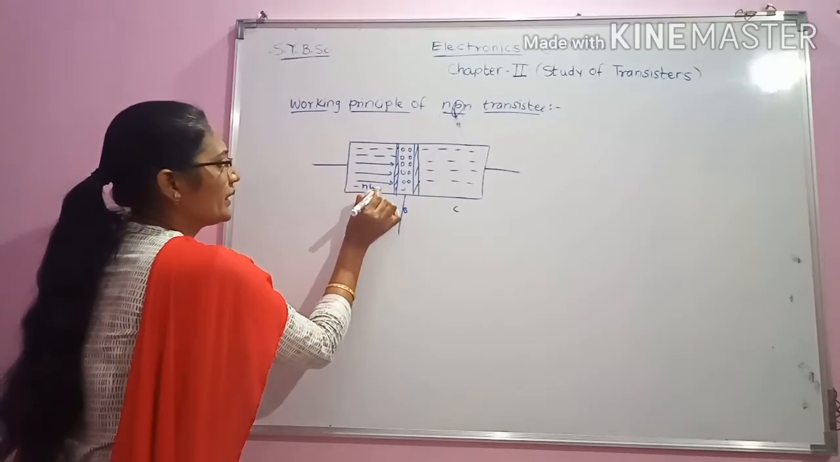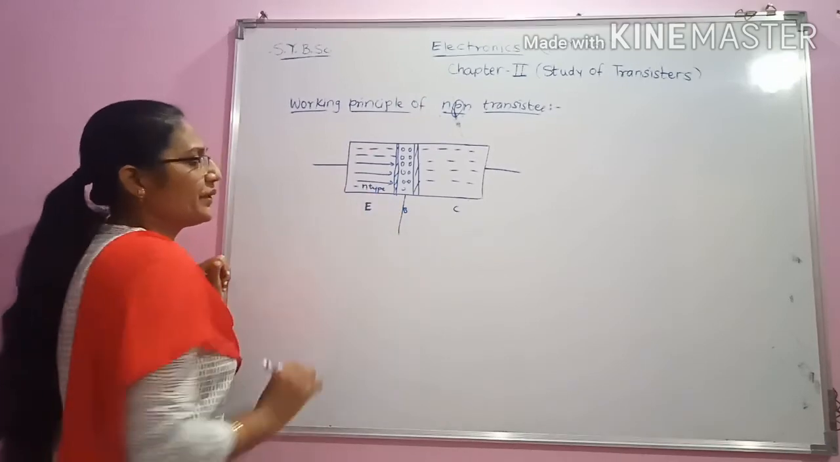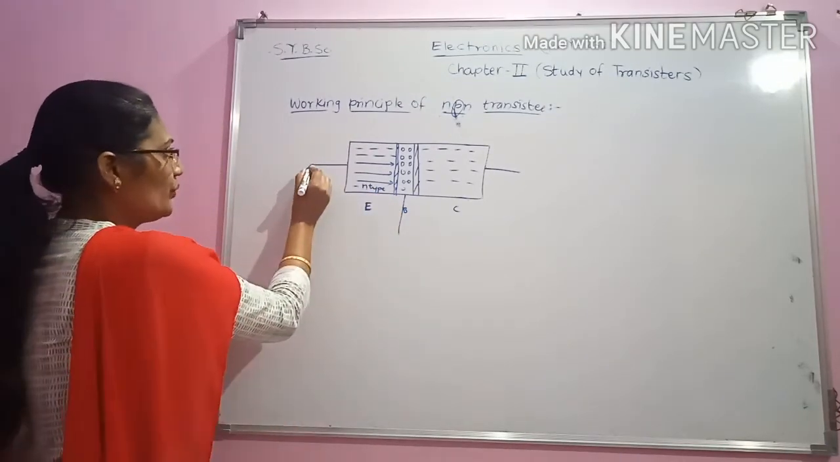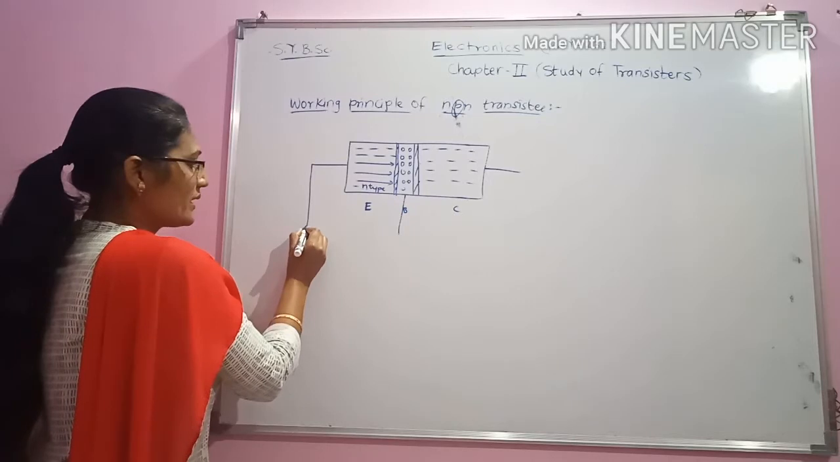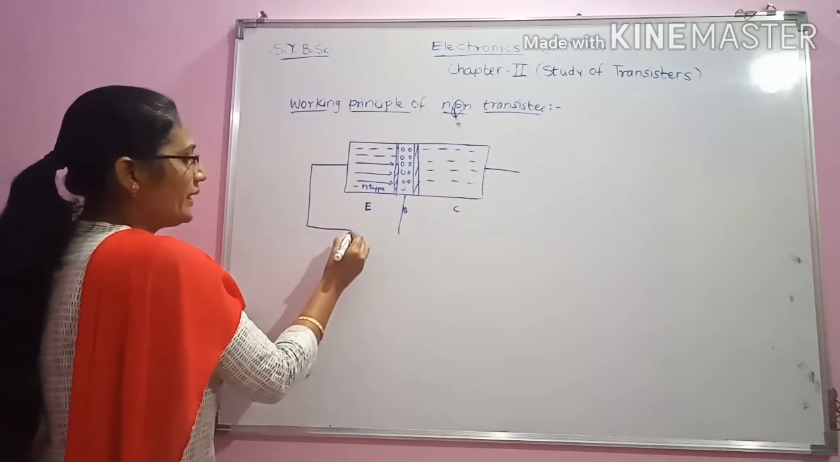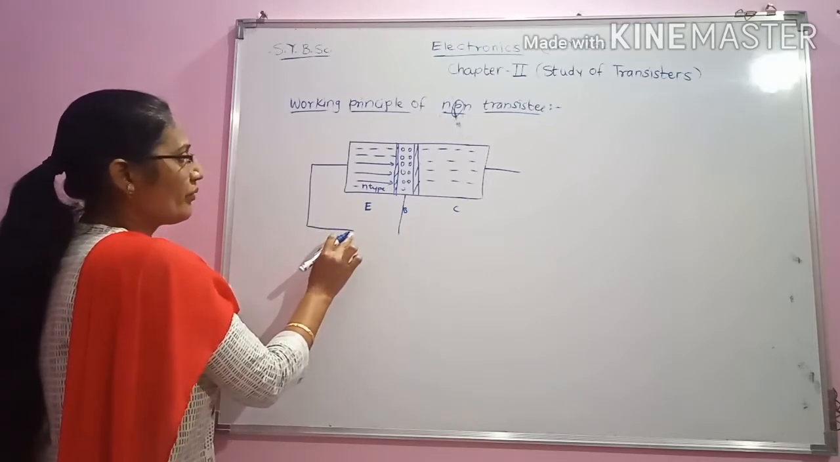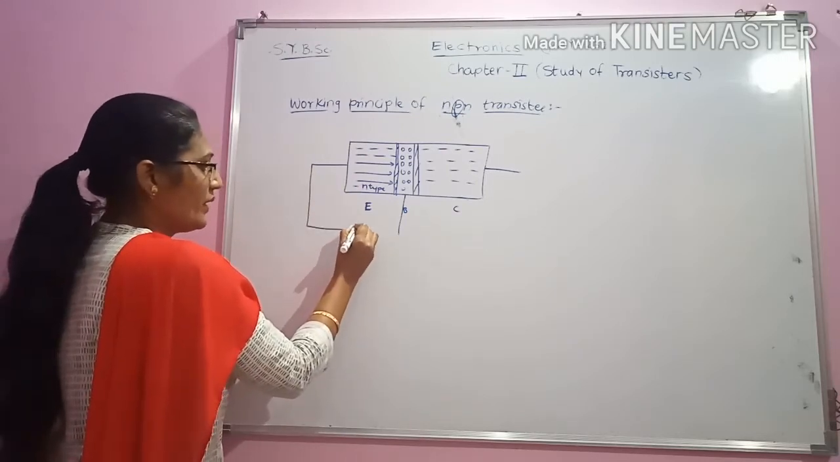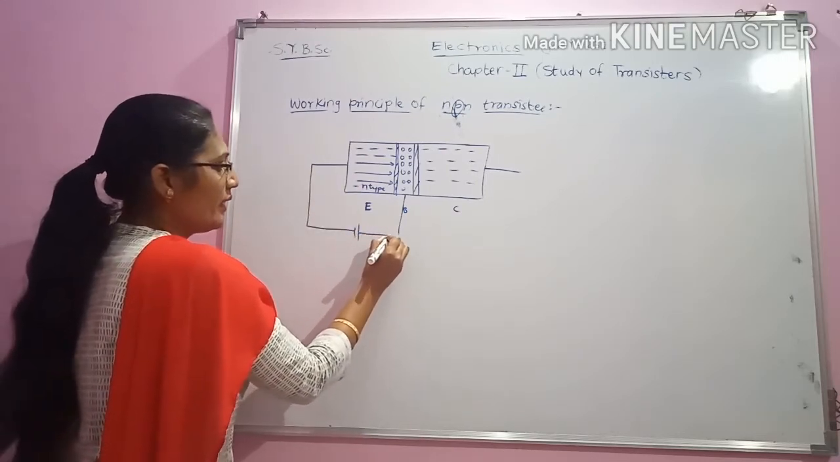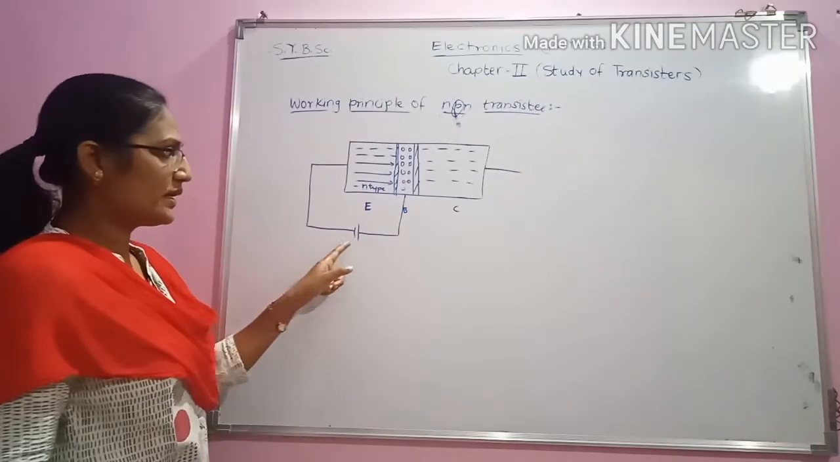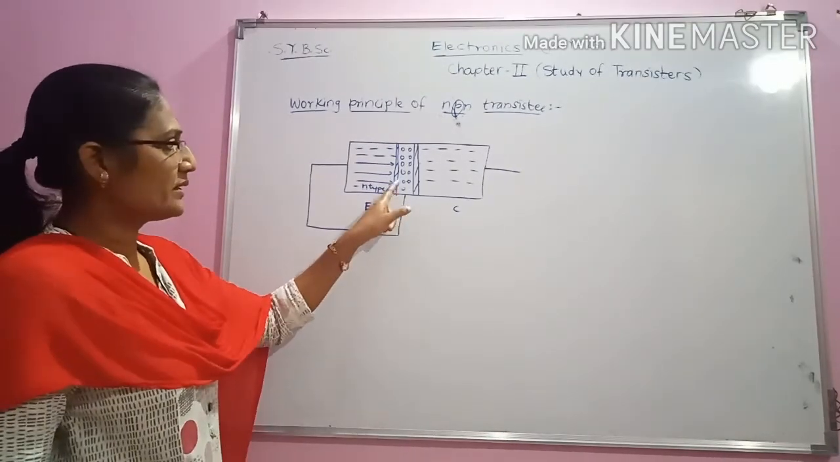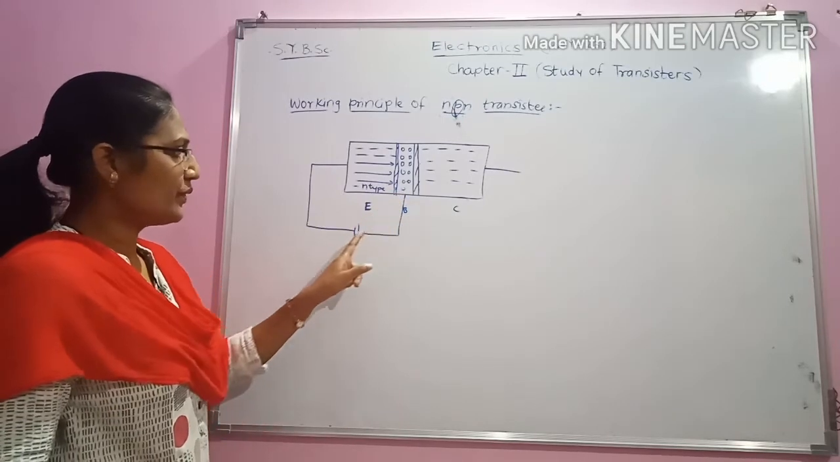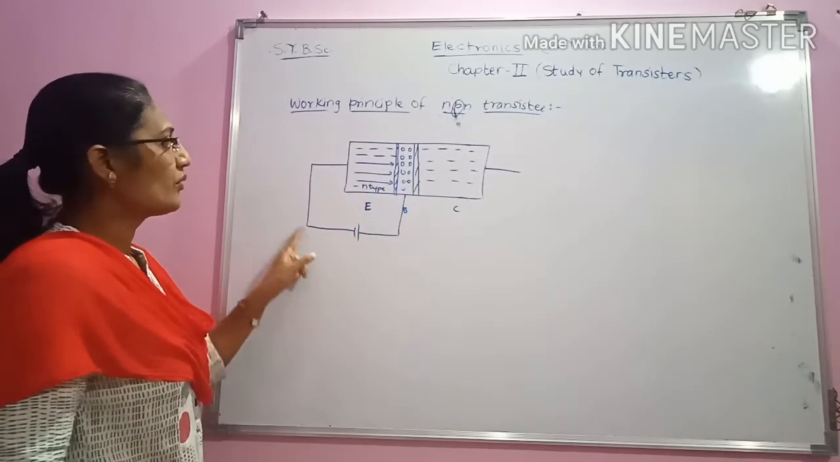N type material, that is the negative. Therefore, when we connect the battery in the circuit such that the N terminal of the battery is connected to emitter, and P terminal of the battery is connected to base, that is there are the holes, means positive, and this will give us a forward bias.